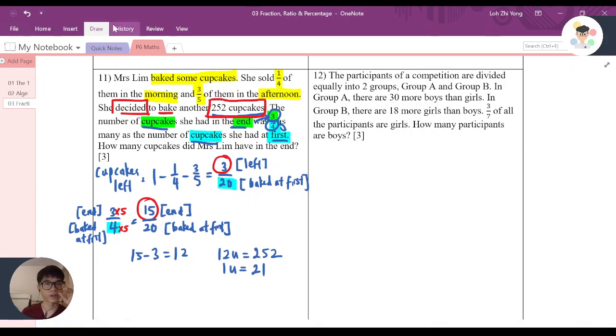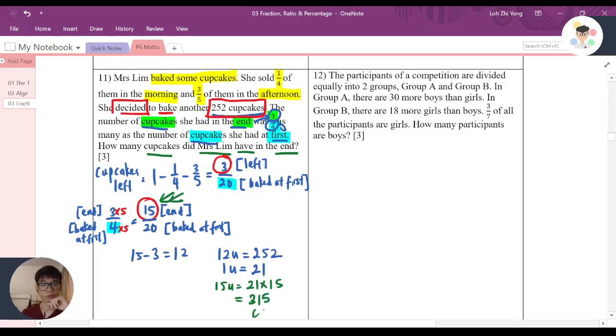Now let's look at the question now. The main question now is what? It says, how many cupcakes did Mrs. Lim have in the end? I know that the number in the end is what? Just now we calculated, right? It's 15 units. So 15 units will be equal to 21 times 15. And you press on the calculator, you get 315 cupcakes.